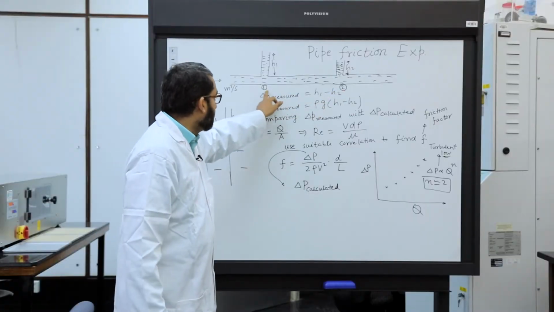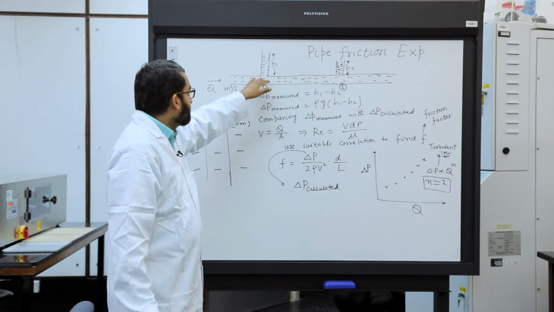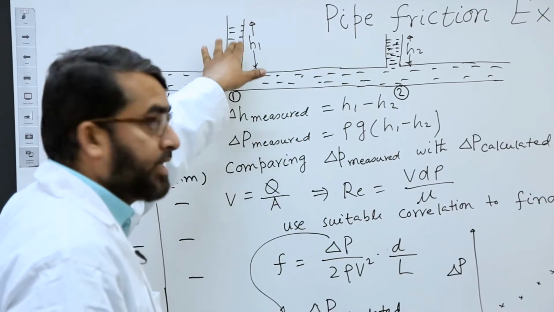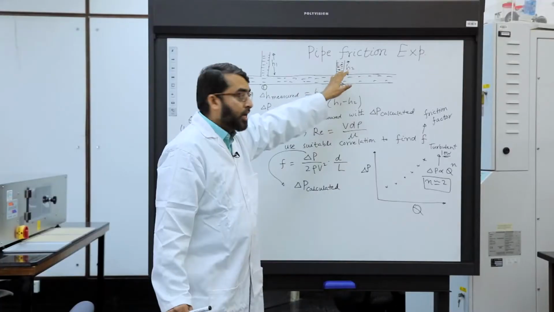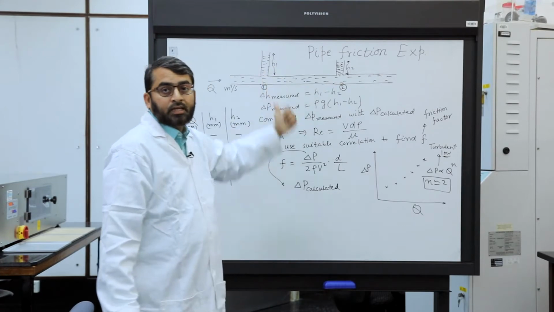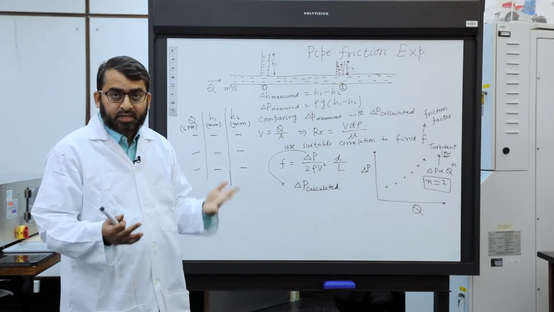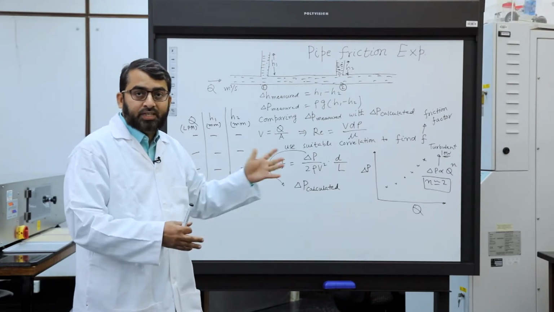So point 1 and point 2, if you connect a manometer, you will see it will raise the height. P1 equals rho g H1 and P2 equals rho g H2, and we expect that H2 will be less than H1. So this is called head loss. H1 minus H2 is your head loss, which happens because of friction in the pipe.